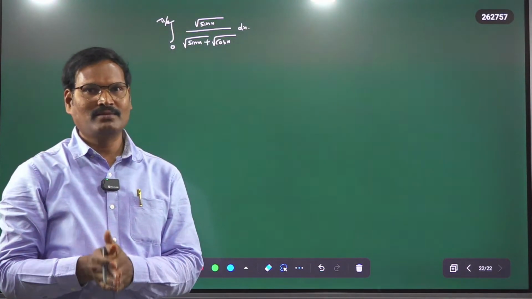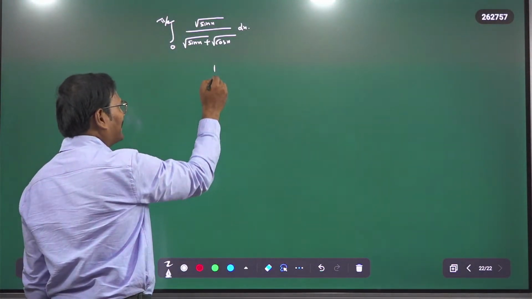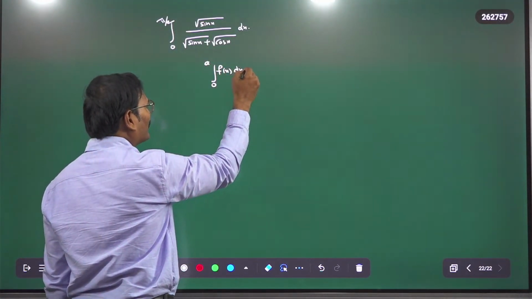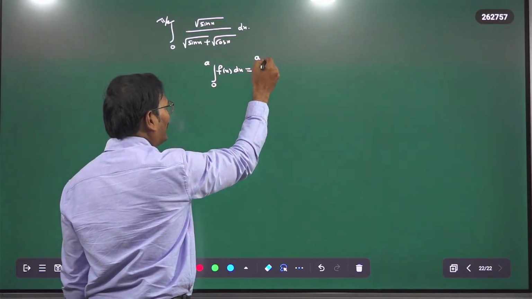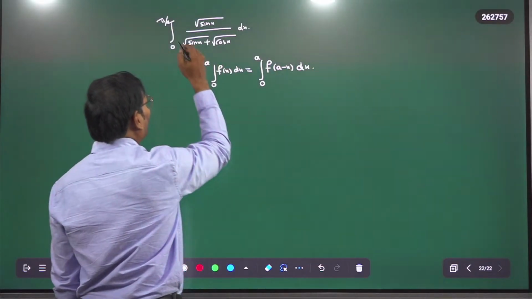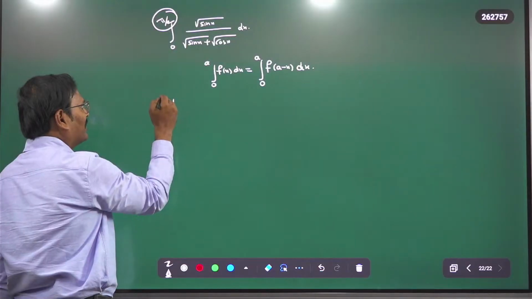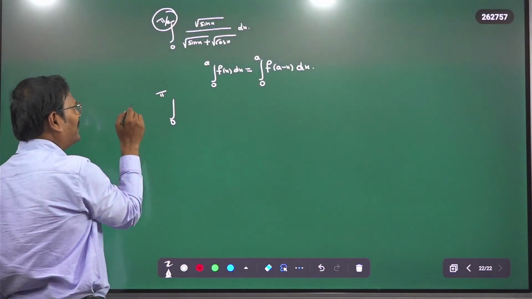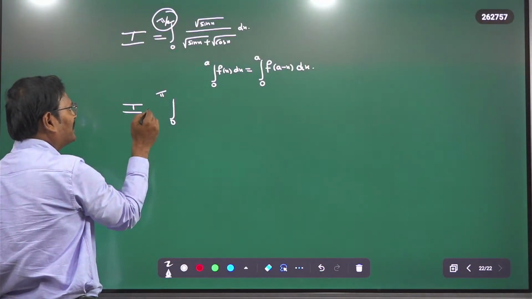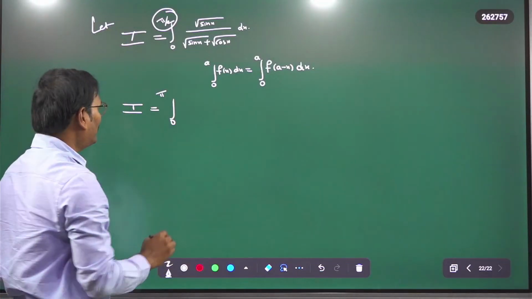So for solving this problem, I am using the King's rule. What is it? Integral 0 to a f of x dx is equal to integral 0 to a f of a minus x dx. Here in place of a, what we have? Pi by 2. First I am considering the given integration as I. Let I is equal to the given integration.